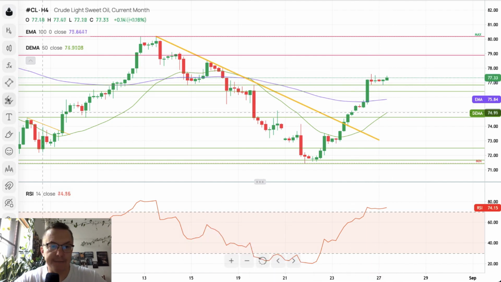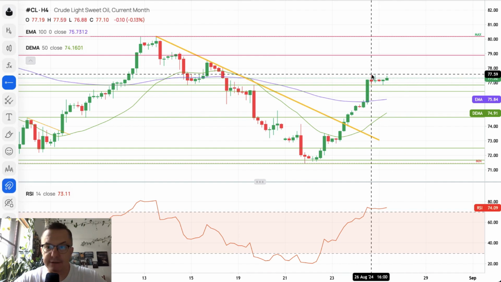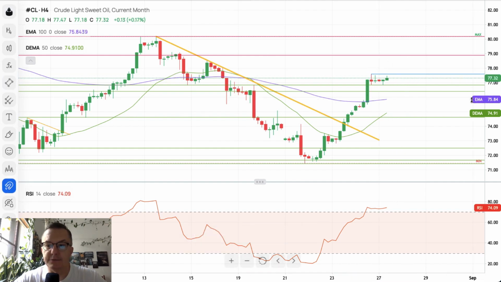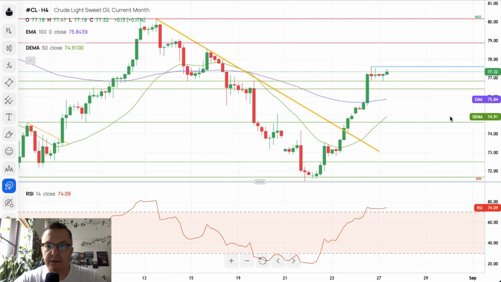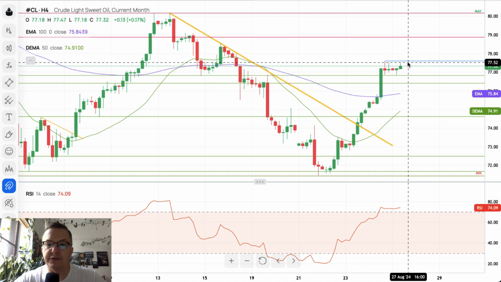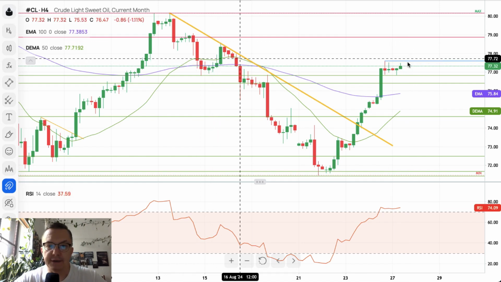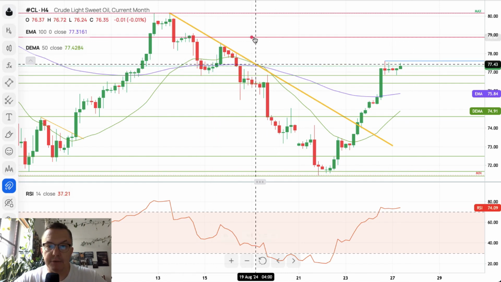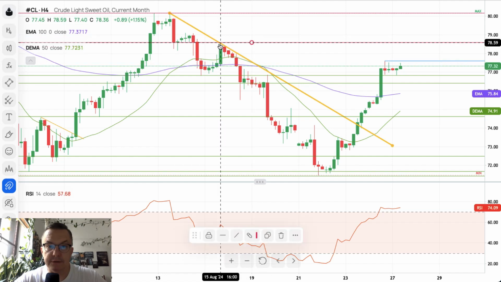As you can see, local high was made at the level of 77.59. This will act as the intraday technical resistance as well, and the market is still trying to move higher. The next target might be located. Let me just move this line here.